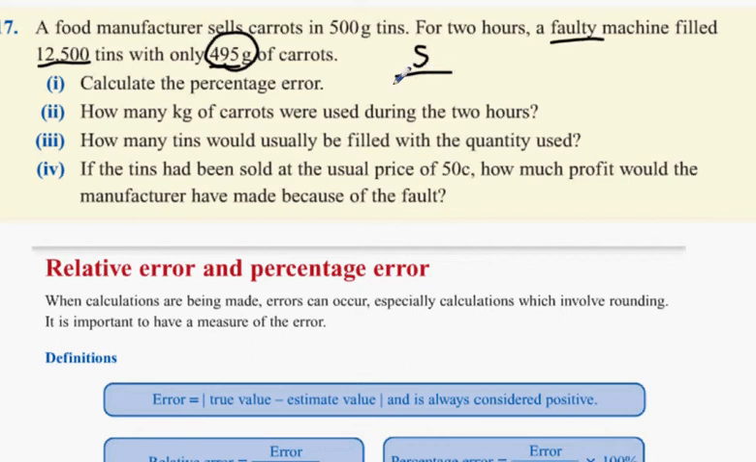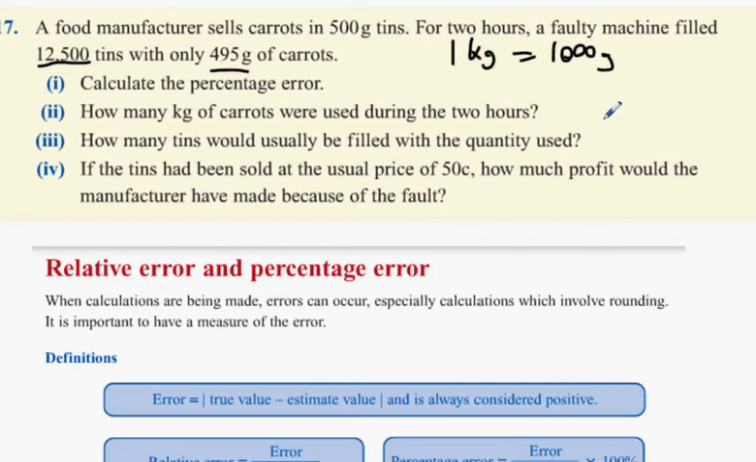What should be the true value? It says a faulty machine fills it incorrectly, so what should be the real value? 500. Five over 500, multiplied by 100, which is 1%. It's an error of 1%. Now, how many kilograms of carrots were used during the 2 hours? What's grams in terms of kilograms? The grams is 495. How many grams in a kilogram? 1 kilogram equals 1,000 grams.